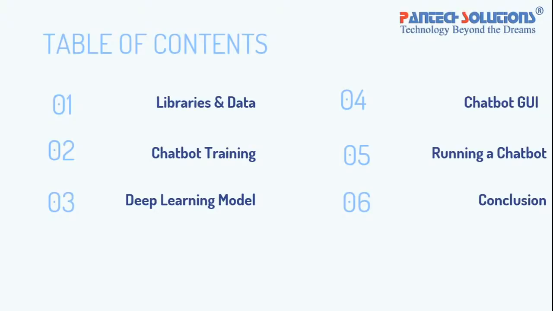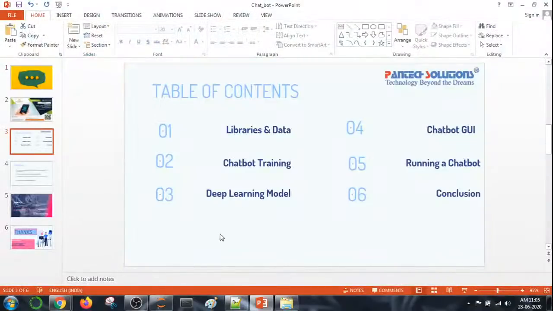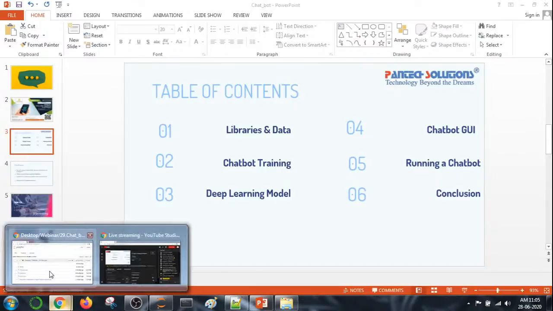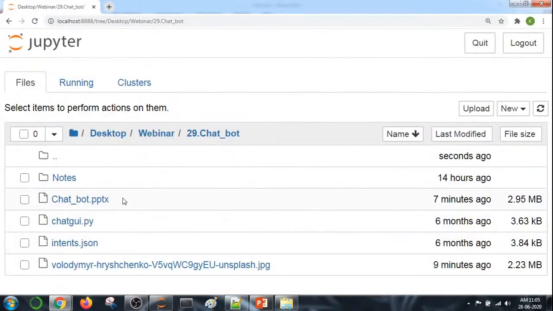For this purpose, I am using a Jupyter notebook to build a model. After building the model, I will connect it to my GUI part and then run the code. Here I will directly open the already opened Jupyter notebook. In this folder I want to build a model. Before we build the model, you can see I have a chatbot GUI Python code.